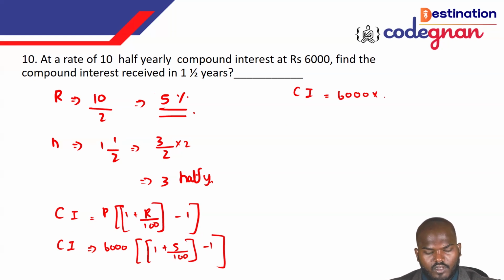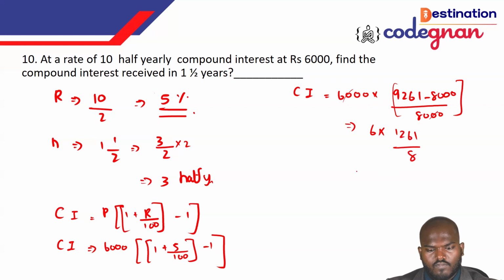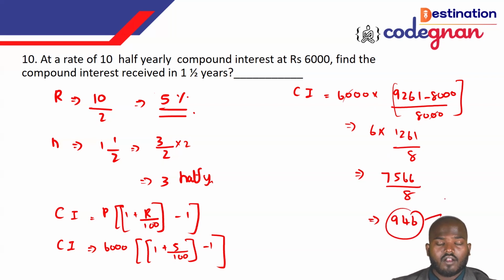If you multiply that, it gives you the same value, 9261, minus 8000, by 8000. Once you work this out, it gives you 1261 by 8. After cross multiplication with 1000, it gives 1261 by 8. After resolving, it gives you the value 7566 by 8, and resolving again, it gives you 946. So this is the final compound interest we get in this question.